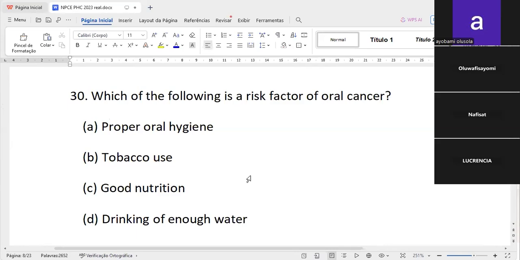Yeah, abdominal cavity. Which of the following is a risk factor of oral cancer? Tobacco use. In fact, smoking is a risk factor of almost all the cancers.